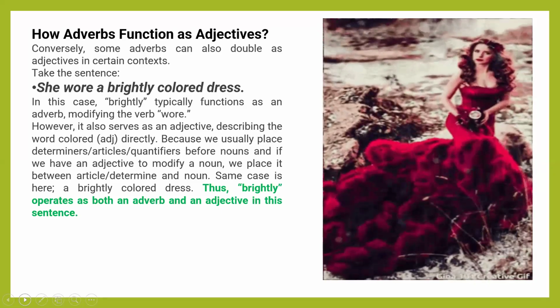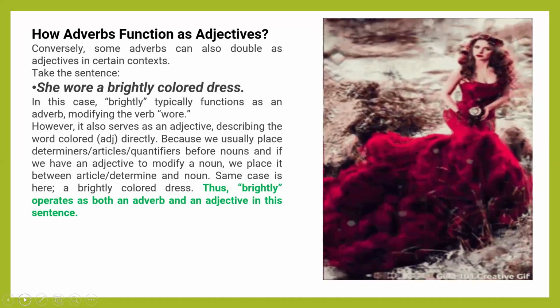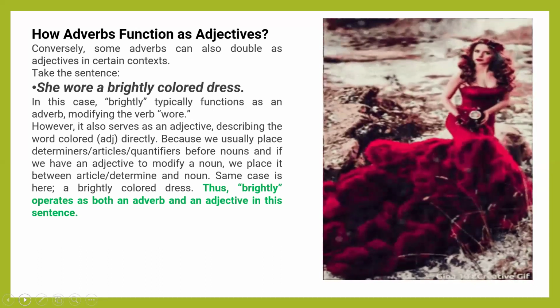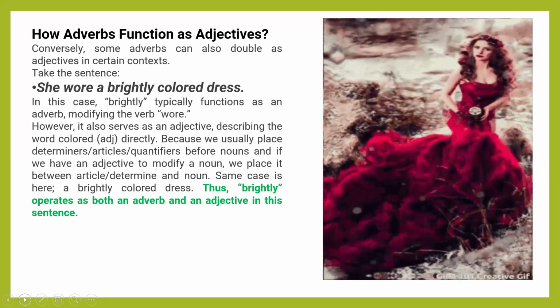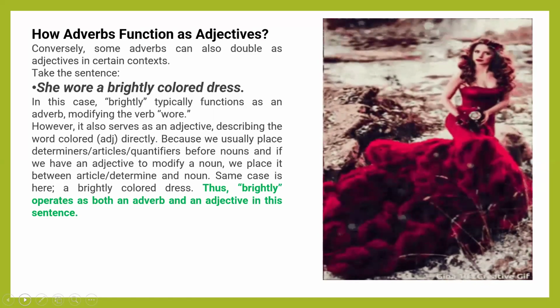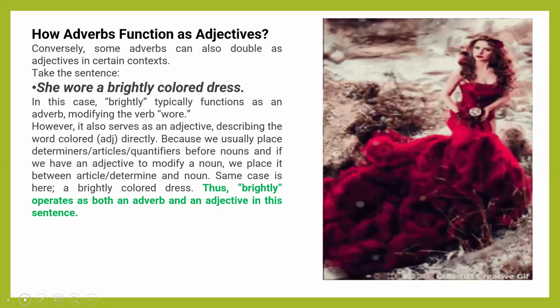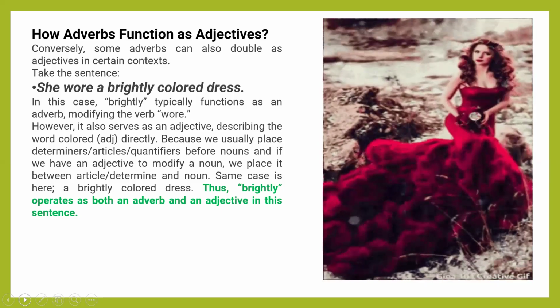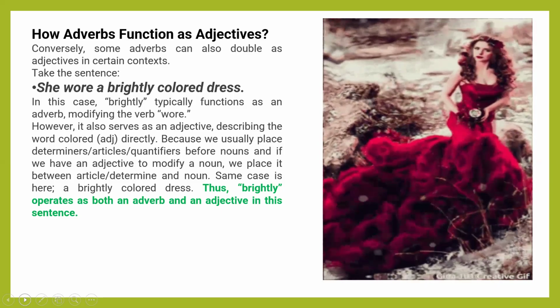So modifying a past verb, wore. Brightly mostly functions here as an adverb. However, it also serves as an adjective. How? It is describing the word colored. Colored is an adjective which is modifying the noun dress.